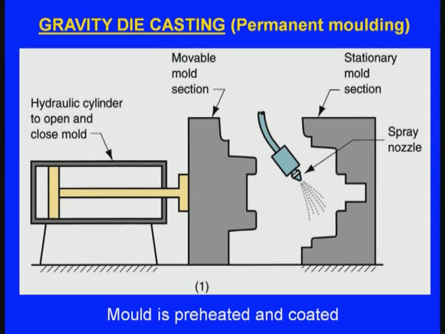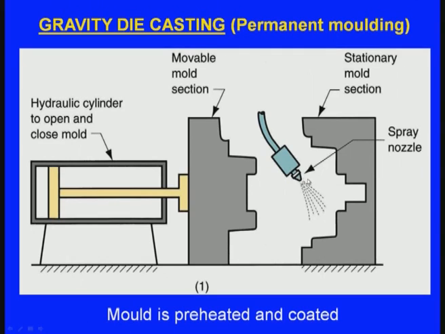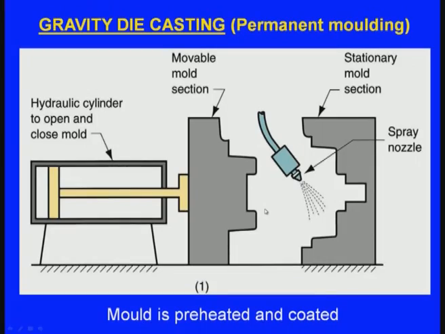Here we can see there are two molds. These are the metallic molds. One mold is a stationary mold, the other mold is a mobile mold. This is the stationary mold, and this is the cavity. This is the movable mold and this is also a cavity. Now, when we close these two, what will happen? Inside there will be a cavity, and that cavity resembles the shape of the casting which we are going to produce.